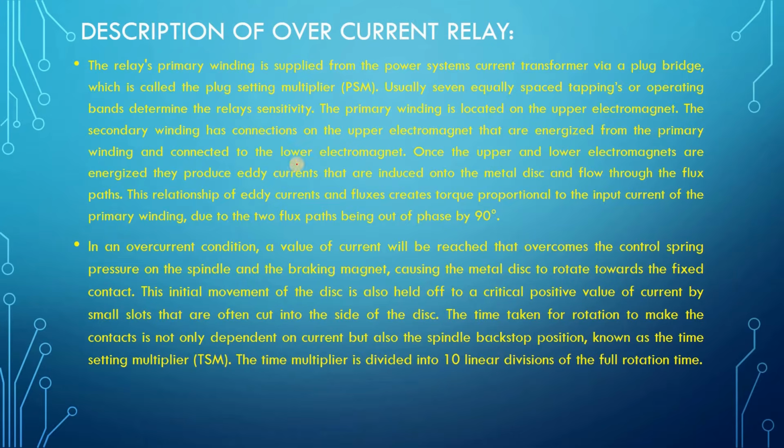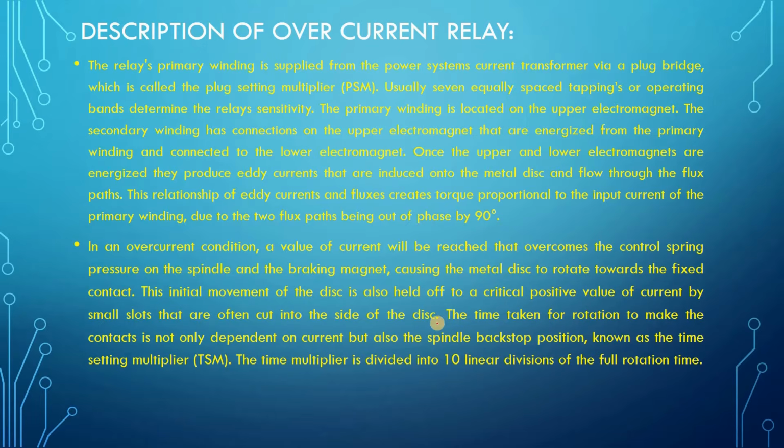So that means when there is a current, the torque will generate. But when there is a current more than the current setting of the relay, then what happens? The torque is more than the pressure on the spindle and the braking magnet, and the disc will start to rotate. That means there is always some torque generated, but only when the torque is more than the pressure on the spindle and the braking magnet does the disc rotate towards the fixed contact.